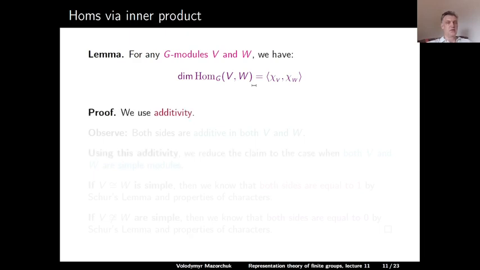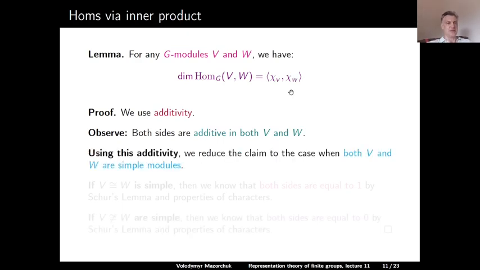Proof. So we will prove this using the additivity of both sides of this equality. Both sides of the equality are additive with respect to both V and W. So Hom is additive and the dimension is additive. The character is additive and the scalar product is additive. So using this additivity, we can decompose both W and V as direct sums of simple modules. So we can reduce the claim to the special case where both V and W are simple modules.